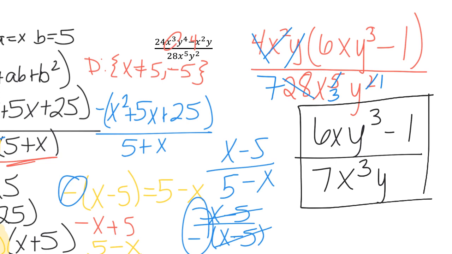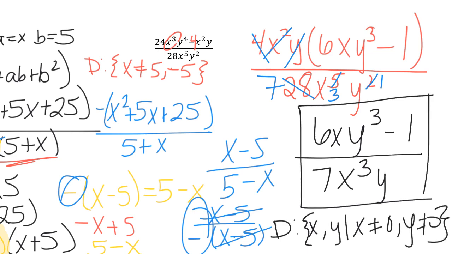Now what do we do for domain on this type of problem? Our original problem, the denominator is 28x to the 5th y squared. And basically there's no plus or minus in there, so x and y just are not allowed to equal 0. So we'd say our domain, x and y, such that x cannot equal 0 and y cannot equal 0. So it would cause us to divide by 0.